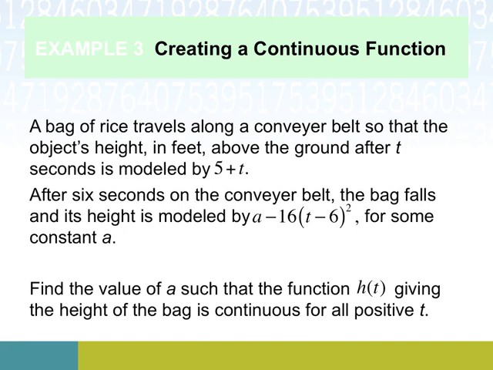So it's our job to find the value of a. If you notice that there's this kind of unknown constant snuck in here, we need to find the value of a such that this overall function, giving the height h of t of the bag, is continuous no matter what positive value of t we put in. I guess positive because we imagine the conveyor belt doesn't start until t equals 0 or something like that.